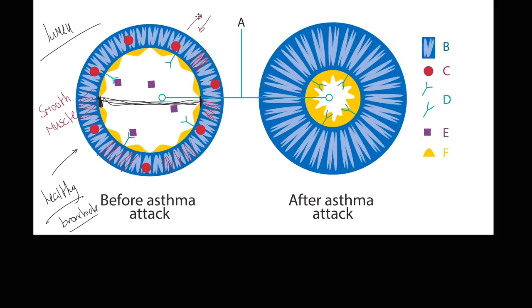So it can tighten and it can loosen. More of which in a second. And this yellow structure here, so F here, is... Let me do that in a different color. F here is mucus. So this yellow structure here is mucus.